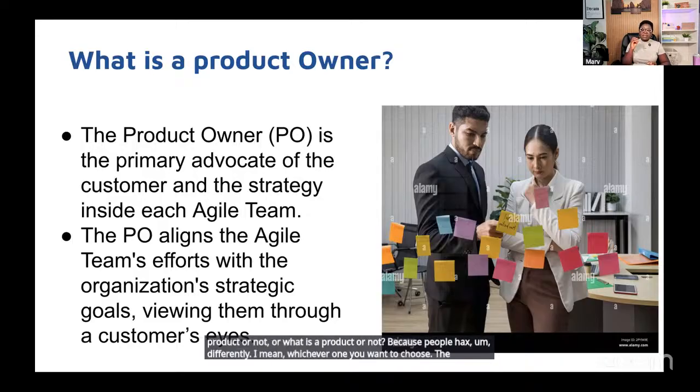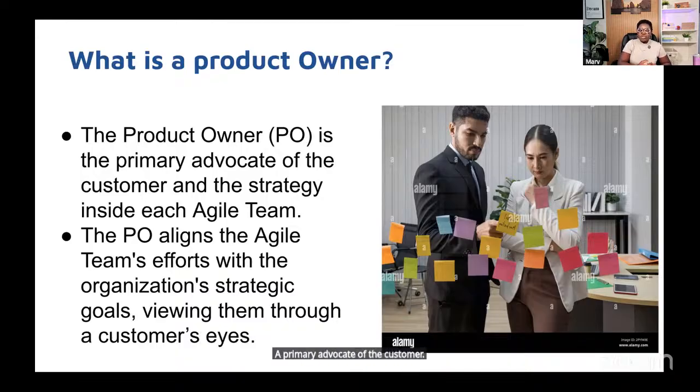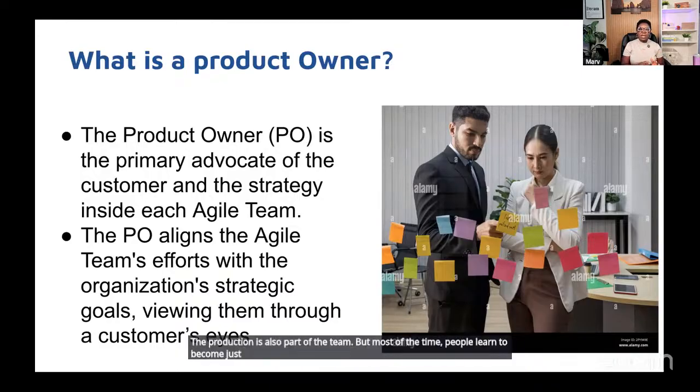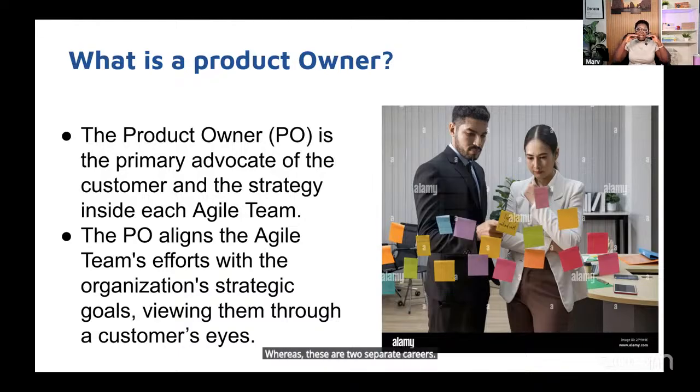The product owner is the primary advocate of the customer and the strategy inside each Agile team. So the Scrum Master is on a team, and the product owner is also part of the team. But most of the time, people learn to become just the Scrum Master. They don't learn to become a product owner, whereas these are two separate careers that are interwoven. So when you're learning about Scrum Master, why not learn about product owner too, to increase your marketability?